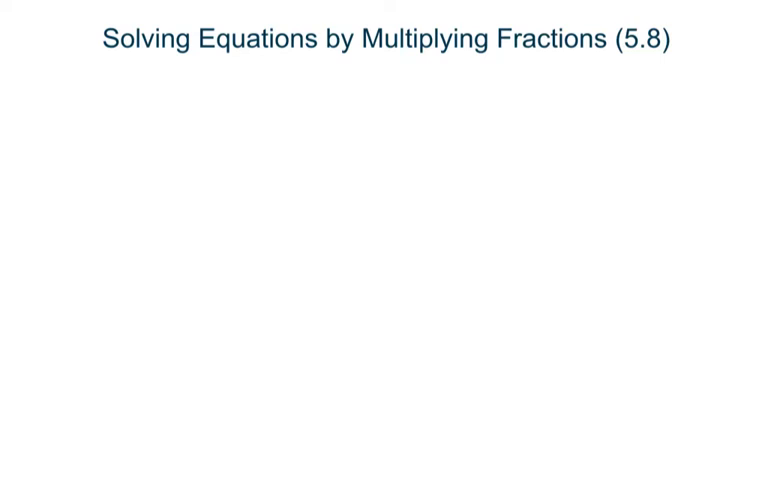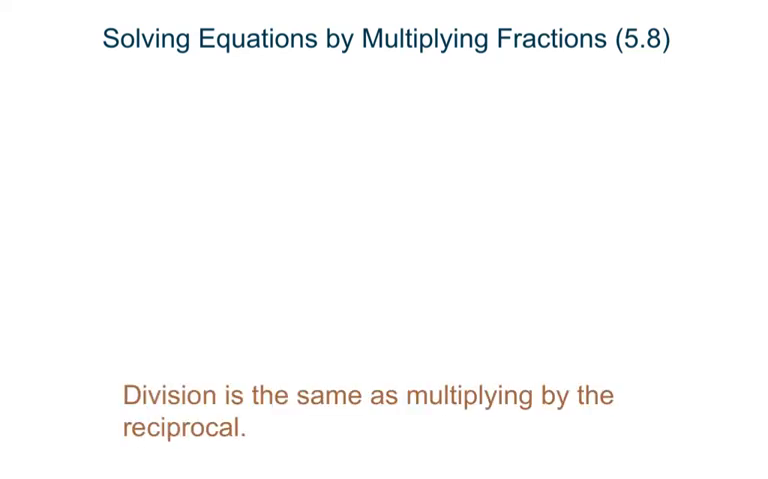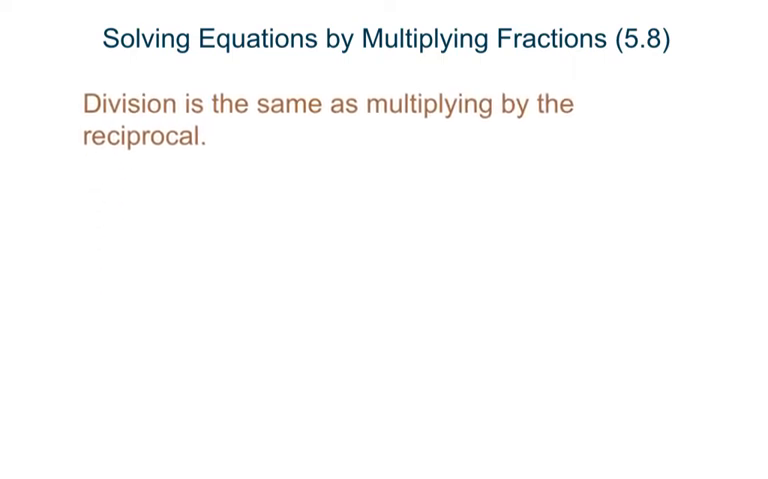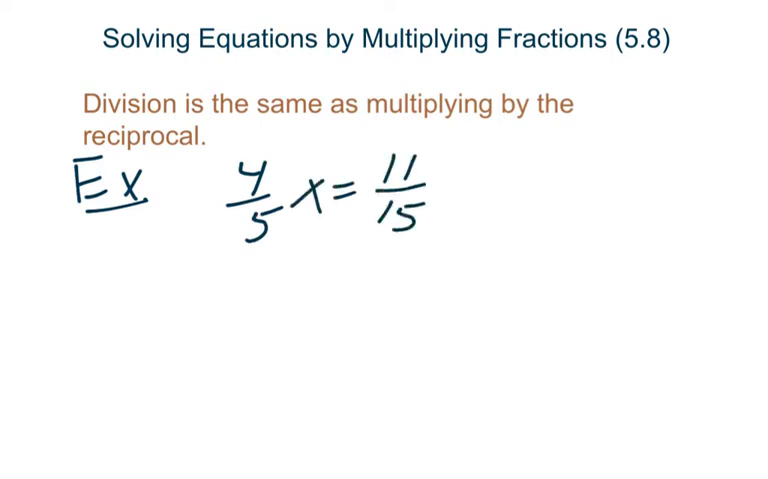Solving equations by multiplying fractions. Division is the same as multiplying by the reciprocal. So for example, if we had 4/5 x equals 11/15, and we want to solve for x, we need to get rid of the 4/5. So if we multiply by the reciprocal, watch what happens.